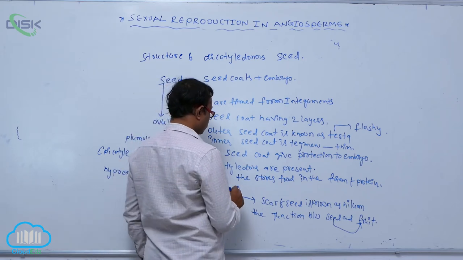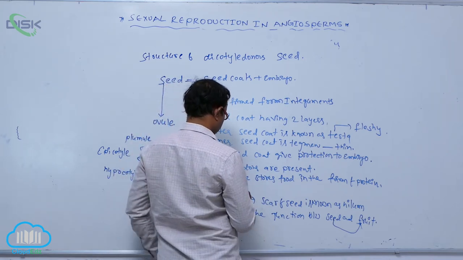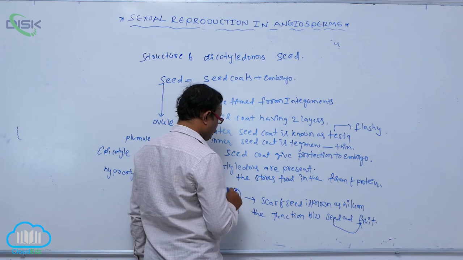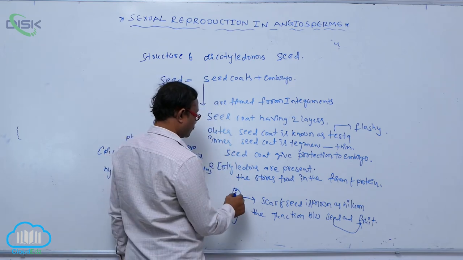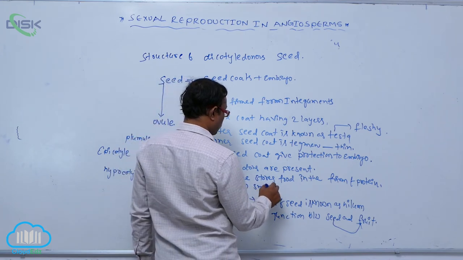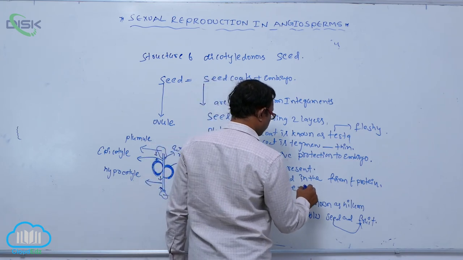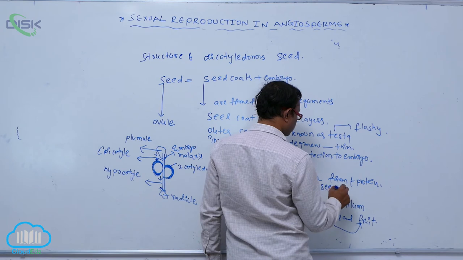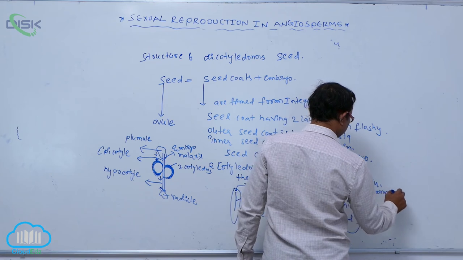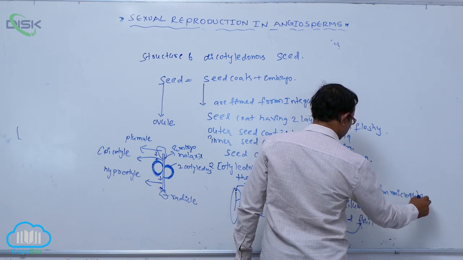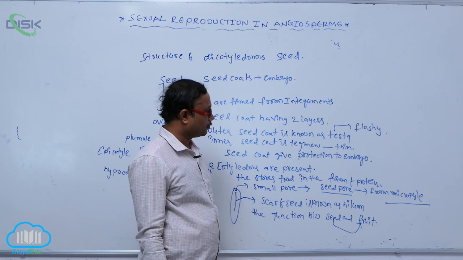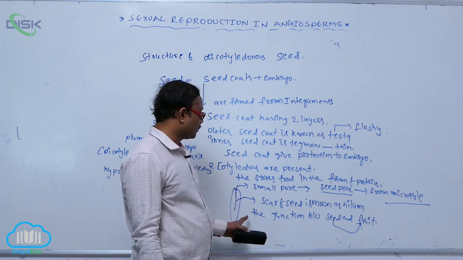So it is a scar, okay. Above the scar, a small pore is present. This small pore is known as the seed pore, or micropyle. So this seed pore is formed from the micropyle. Okay. The scar of the seed is known as the hilum.